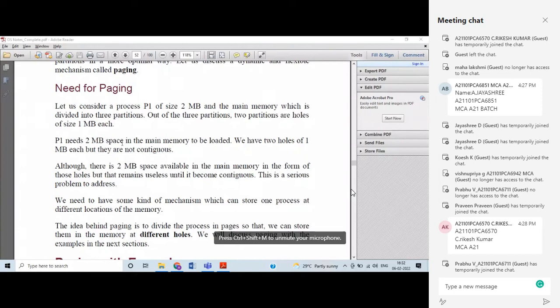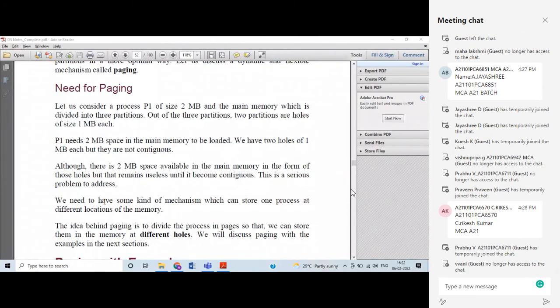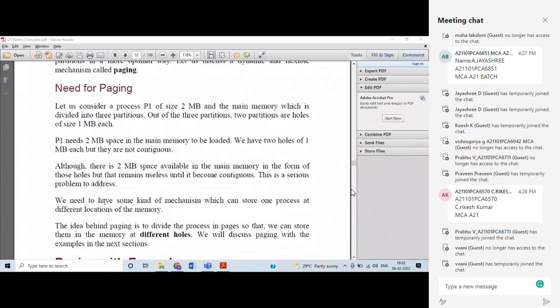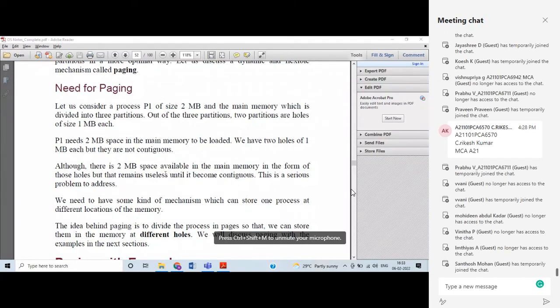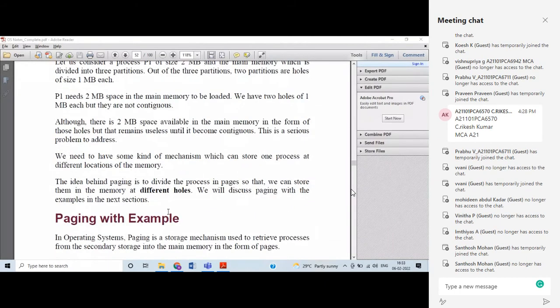P1 needs 2 MB of space in the main memory to be loaded. We have two holes of 1 MB each, but they are not contiguous, because the main memory portions are not contiguous. We have divided the main memory into 1 MB, 1 MB, 1 MB, like 3 partitions. Although 2 MB of space is available in the form of holes, it remains useless until it becomes contiguous. This is a serious problem to address. We need some kind of mechanism which can store one process at different locations of the memory.